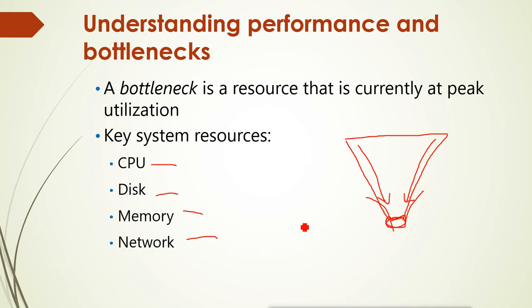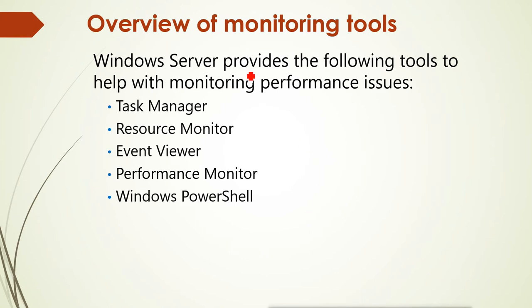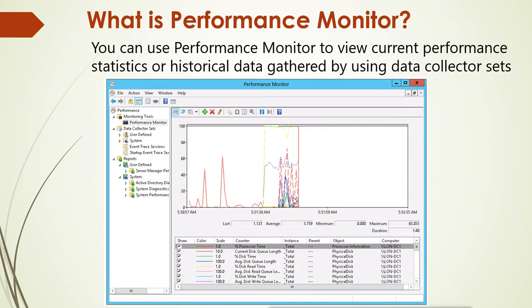When we have lots of requests and the resources are not able to process them, it becomes a bottleneck and a performance problem. We should not let this happen. For that we should use monitoring tools. We can use Task Manager for quick resource monitoring. Then we can go for Resource Monitor, Event Viewer, and Performance Monitor. We can also use Windows PowerShell to monitor the different resources. Basically, we use the Performance Monitor.